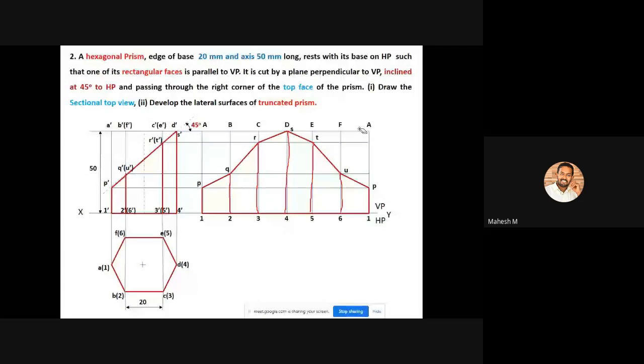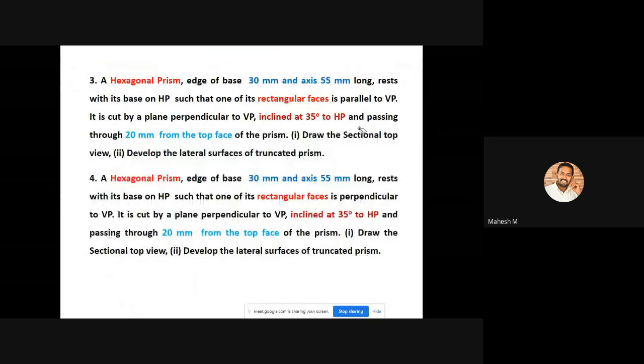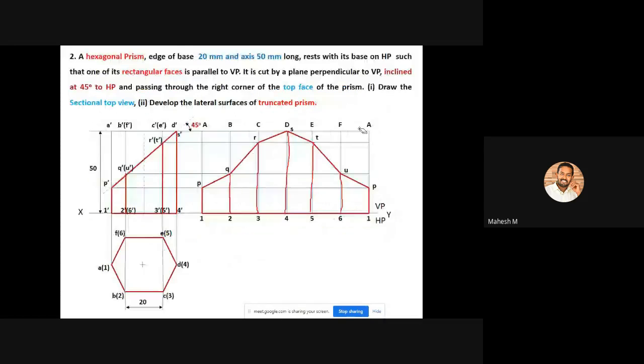This particular two problems are also a hexagonal prism. Only the conditions are a little bit different. The conditions in the cutting plane and the conditions in the rectangular faces will be different. Otherwise, it is the same kind of problem.